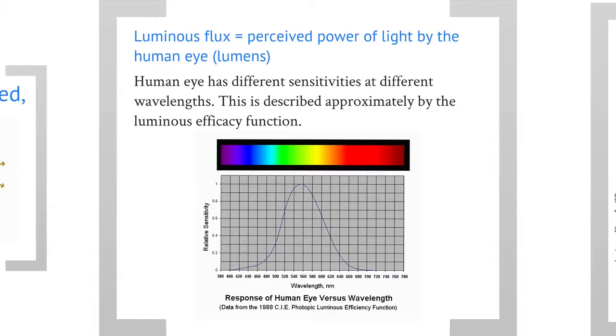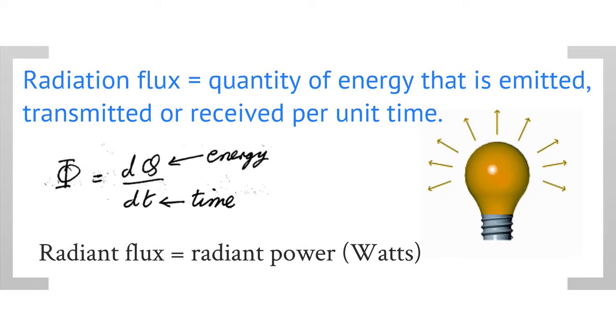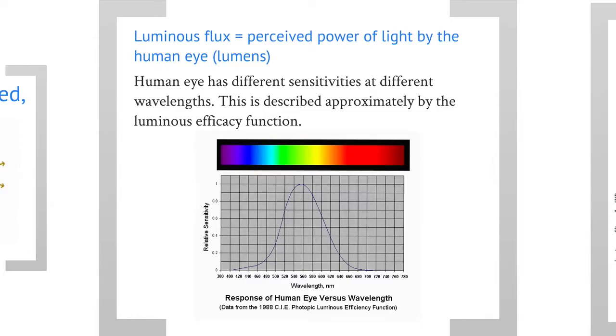Okay, so luminous flux. So in the previous slide, we talked about radiant flux, which is the power in watts. Okay, luminous flux is when you take that power and try to superimpose the human perception. That's the only difference. So radiometry talks about absolute values. Photometry simply applies human perception to those absolute values. Okay, and they're analogs. Every quantity here has an analog here as well. We'll talk about that. So the human eye has different sensitivities at different wavelengths. This is described approximately with the luminous efficacy function. And luminous flux is the perceived power of light by the human eye. And the units are different.